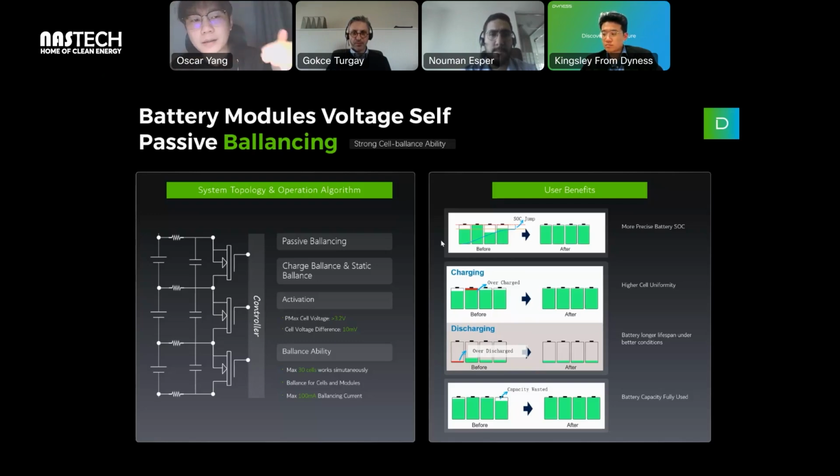Active balancing is only widely used in telecom batteries, which is not our realm. So we are focusing on a better failure rate and better cost efficiency. So we choose passive balancing, and this is a more mature technology till now.